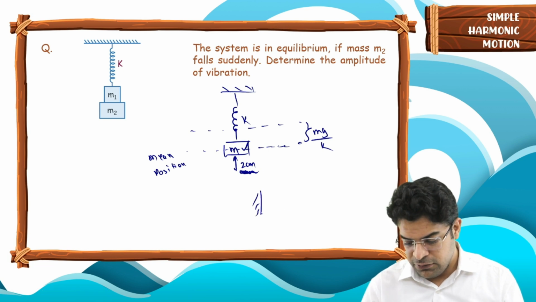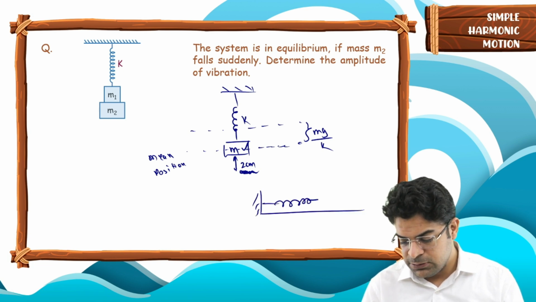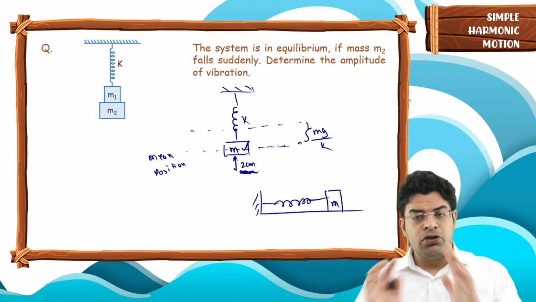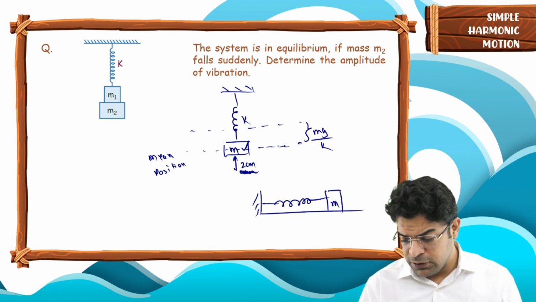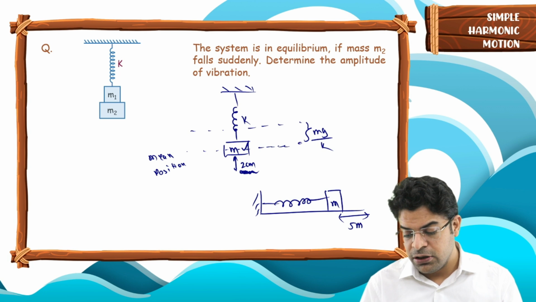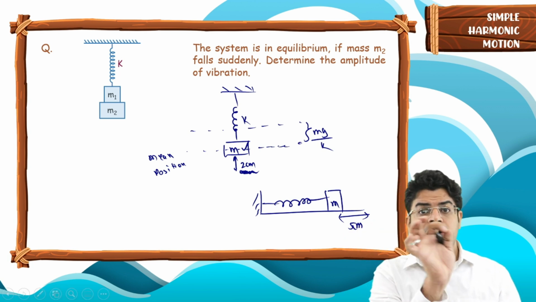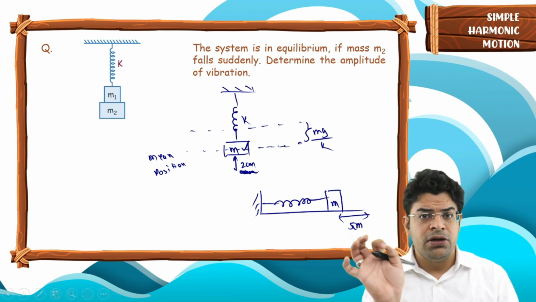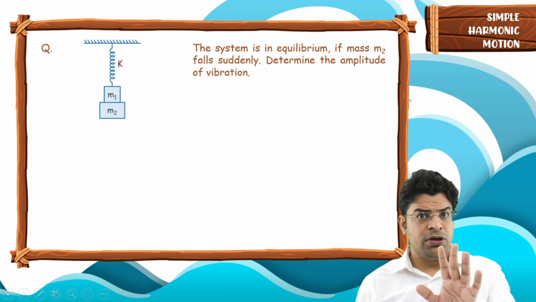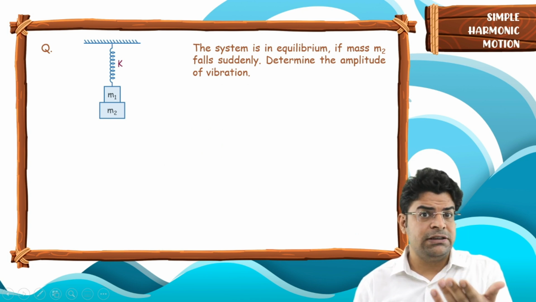So if you have this horizontal system, the spring and the block, right now the block is in equilibrium. If I move the block by a distance of 5 centimeter and release it, then it will oscillate with an amplitude of 5 centimeter. So at whatever distance from the mean position you have released it, that will become the amplitude.